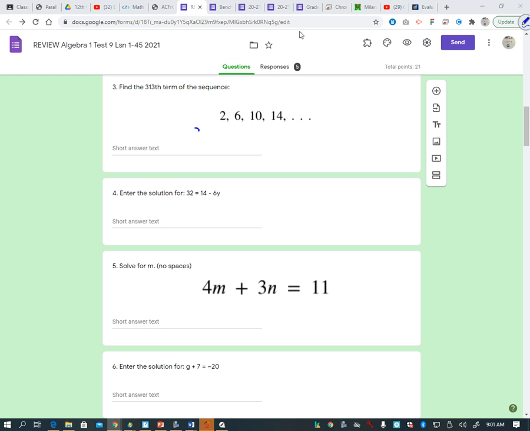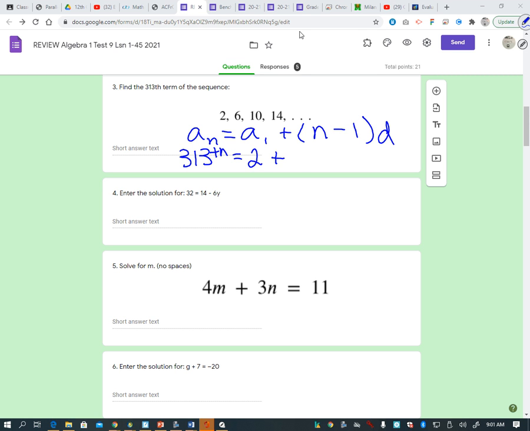AN equals A1 plus parentheses N minus 1 times D. Okay? What is AN? What am I substituting in there? 313th equals, what's A sub 1? The first term in the sequence, right? What is our first term in the sequence?